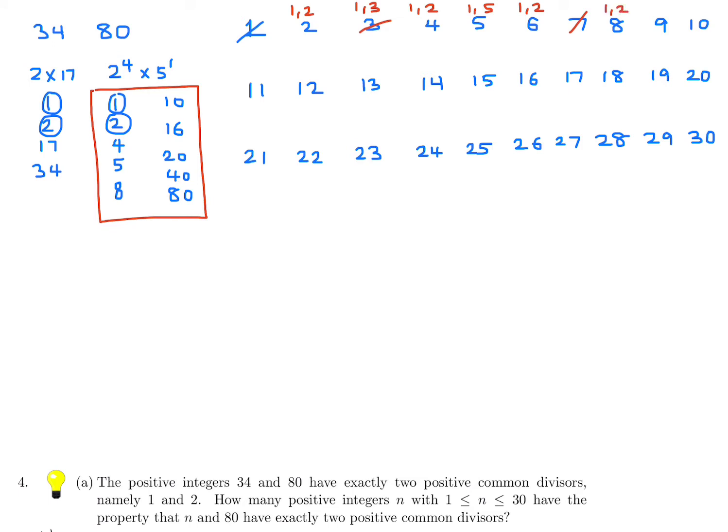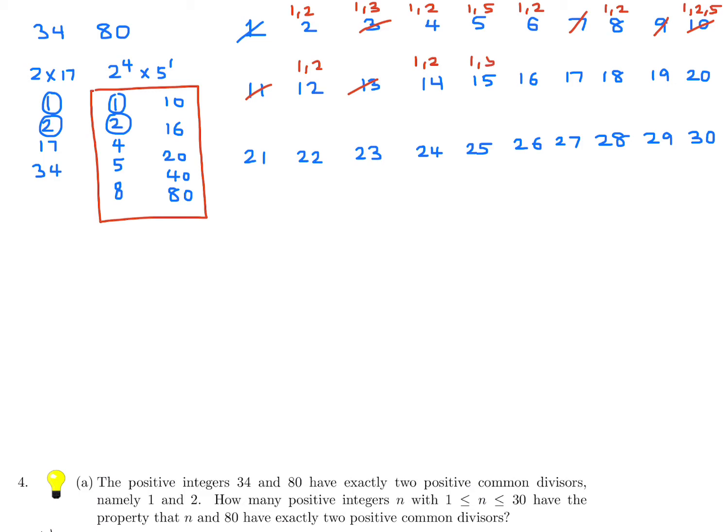This I can extract a 1 and 2. This is 3, so that's not going to be good. 10 is 1, 2, and 5. So that's more than 2 because they want exactly 2. I can't have that, so that's gone. 11 is a prime. That's just 1 and 11. 12, 1 and 2. 13 is a prime. That's no good. 14, 1 and 2.